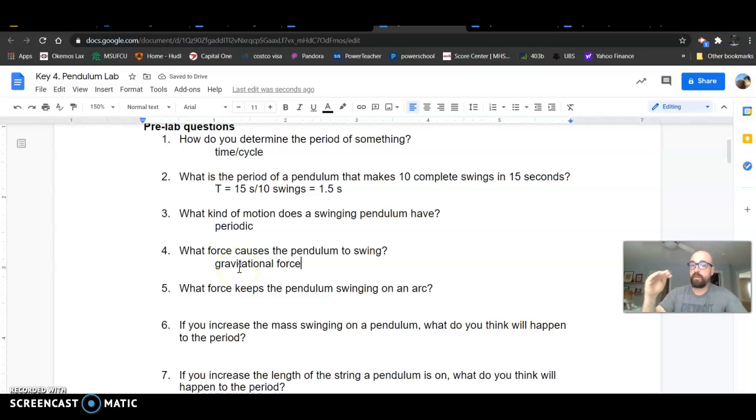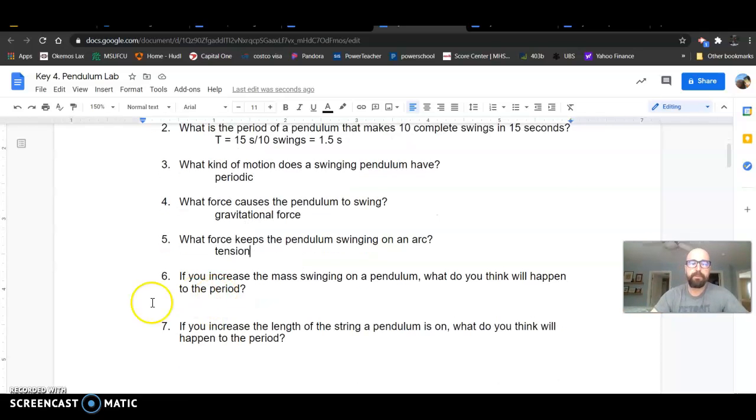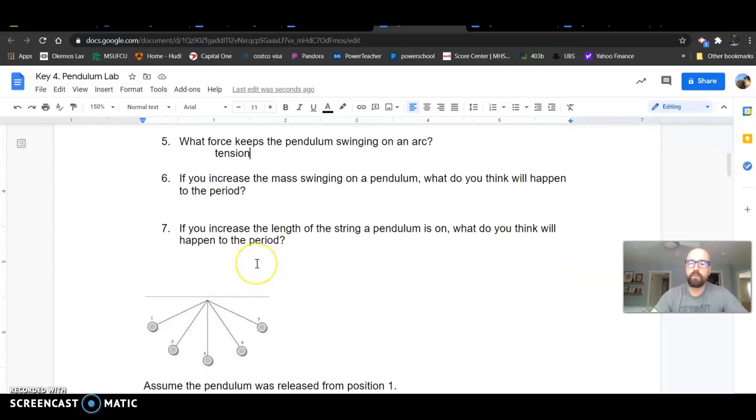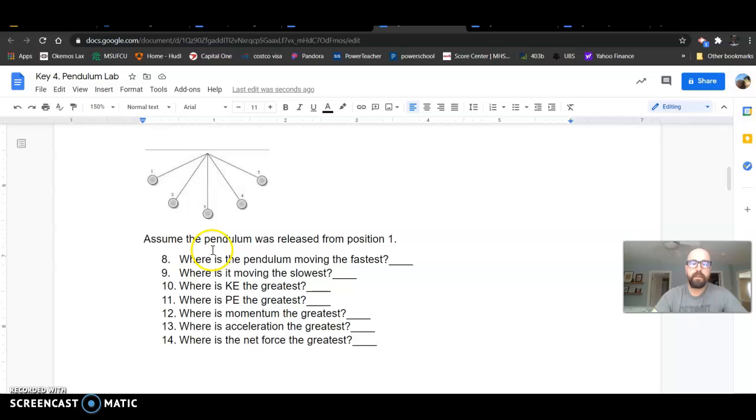And then why does it swing on an arc? By the end of the unit, this should be an easier thing to look back on, and this is the tension in the string. At the time that was new, but now you're thinking about why does this not go in a straight line or fall straight down? It's because of the tension in the string. And then here you made a couple of hypotheses about what would happen, and that's what we tested in the lab.